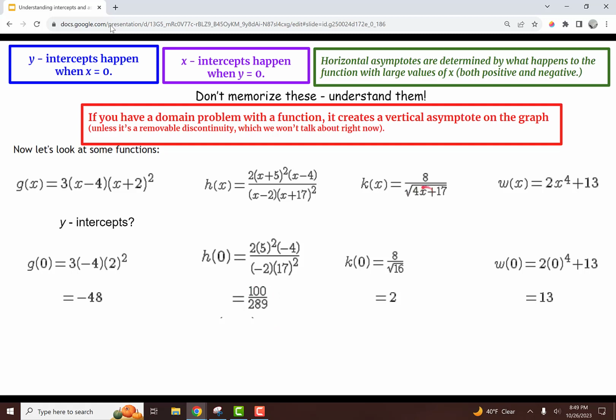When you plug 0 in for k, you end up with a 16 in the square root. You'll end up with 2. And of course here, you just end up with 13. So our y-intercepts are these 4 points on the different functions.